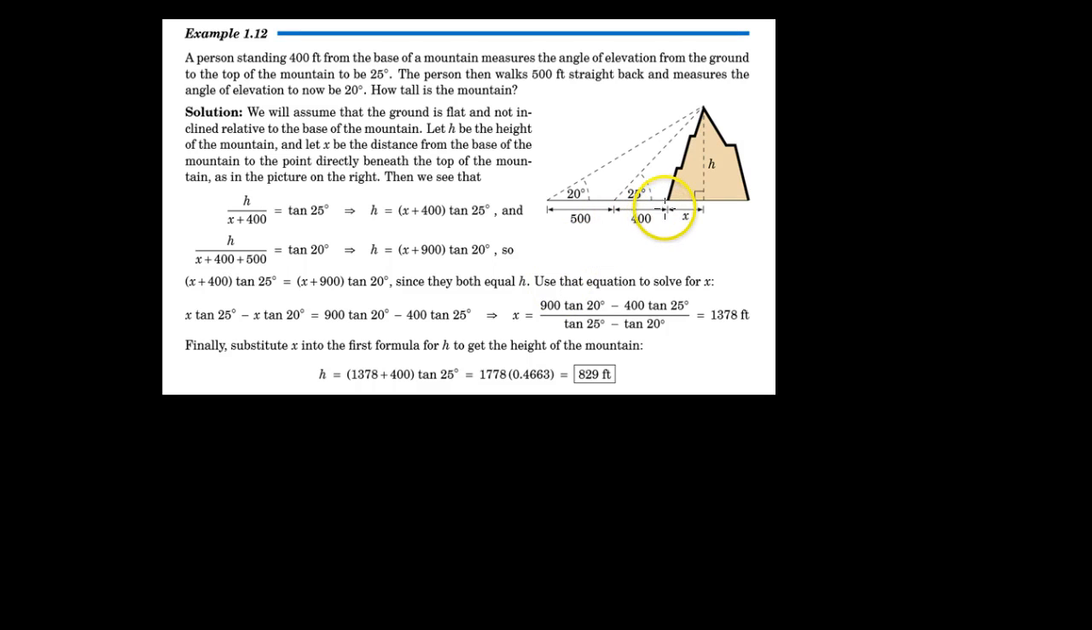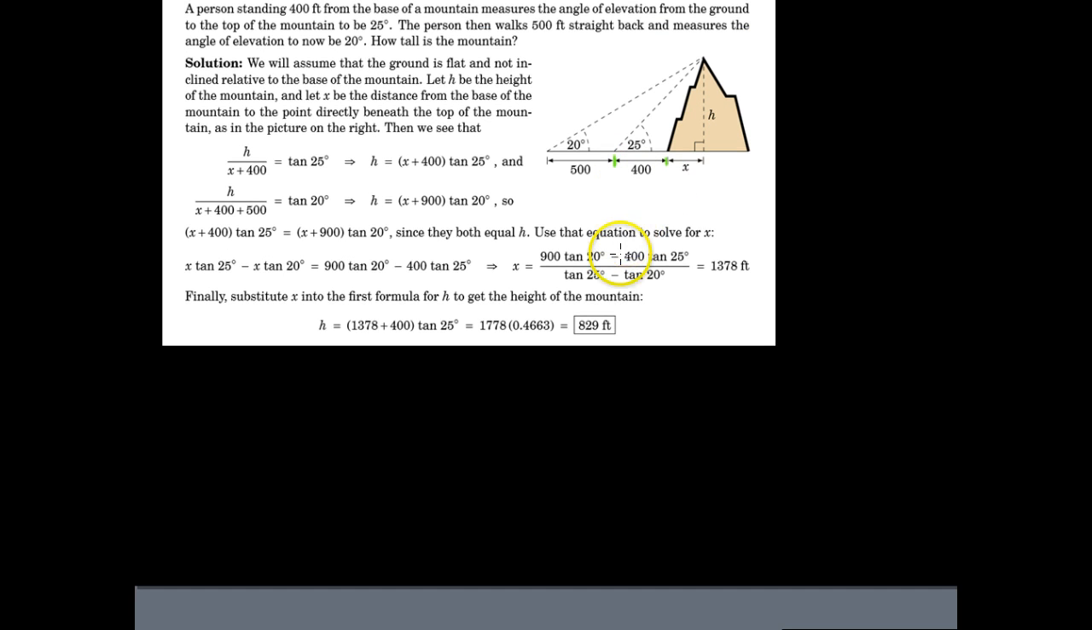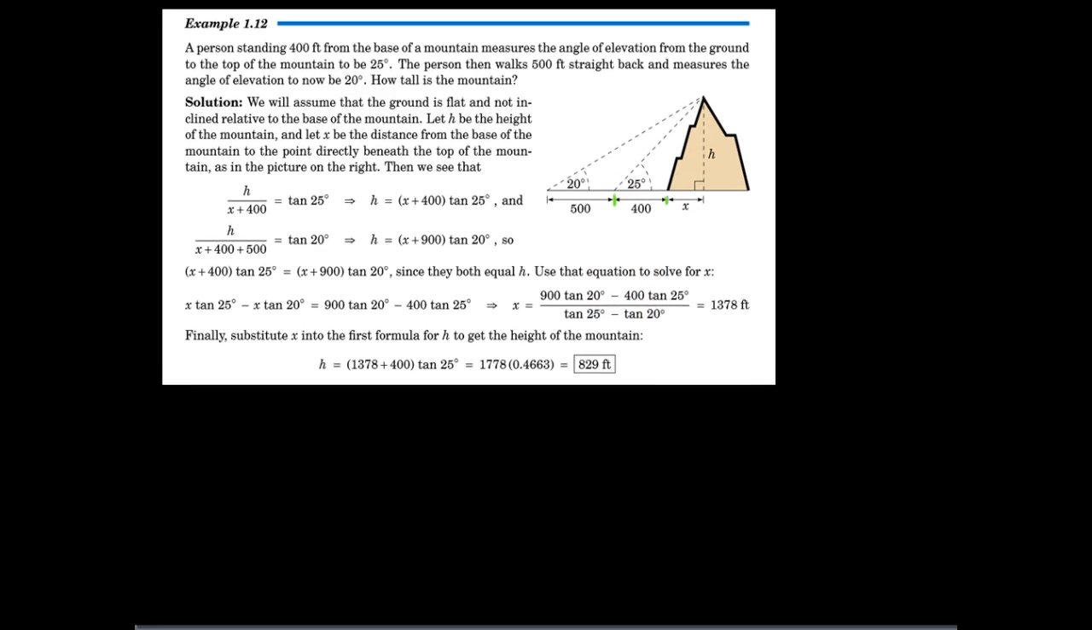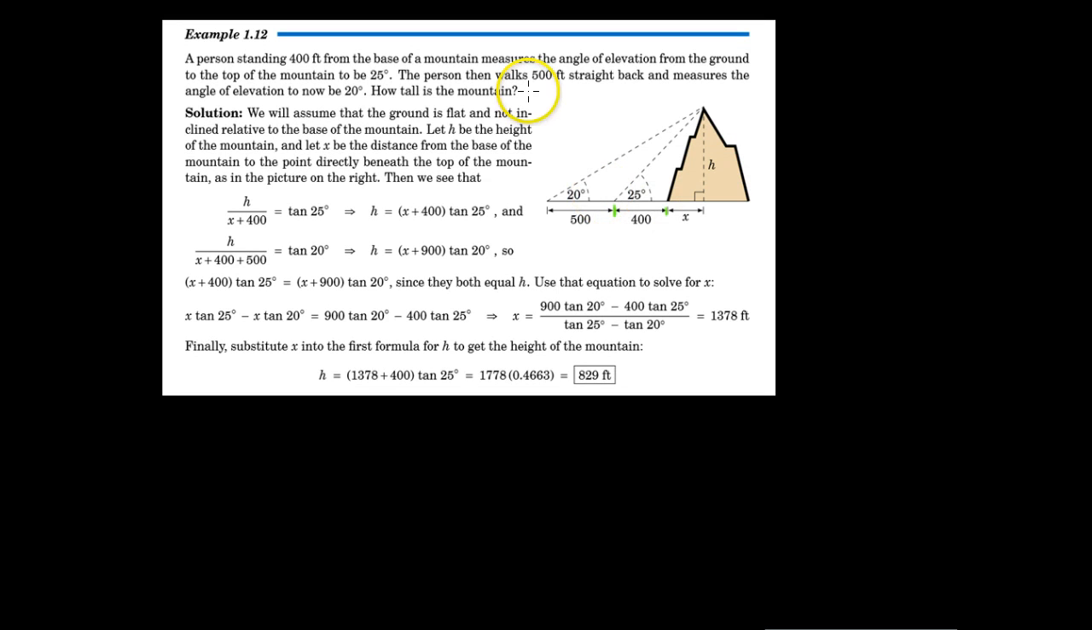So let me just walk you through the diagram. 400 feet away from the base of a mountain. So that's what this 400 feet represents. So then you have the angle of elevation is 25 degrees. So that's what this angle of elevation is right here. Angle of elevation is the rise from the horizon up to whatever it is that you're looking at. Then that person walks 500 feet straight back, so that's what this distance from here to here is. And the new angle of elevation is 20 degrees, so that's this.